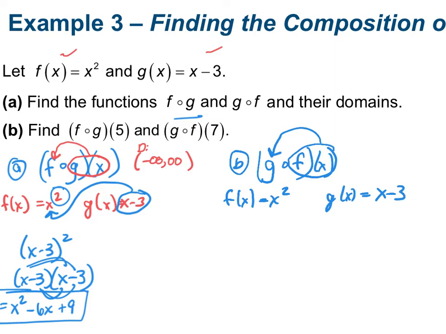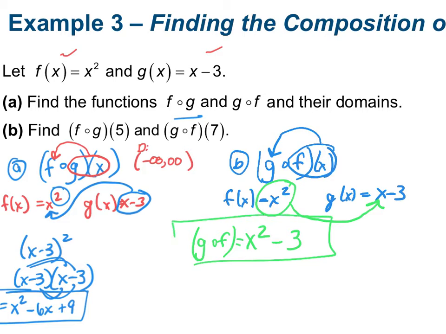So they're telling me to take the F, here's my F, and plug it into the G. When I do that, guys, instead of X, what do I write? X squared, and then I finish the function. So it's what? Minus 3. So g of f equals x squared minus 3.